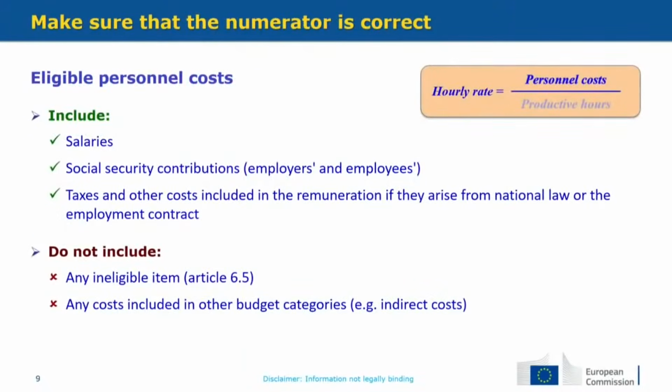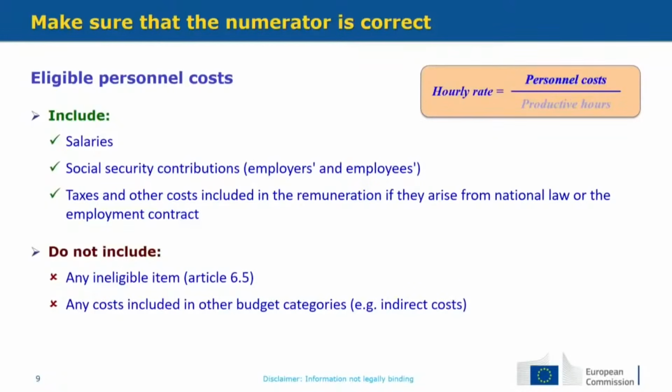For the numerator part now, for the personnel cost that you can include to calculate the hourly rate, the eligible personnel cost may include, as I was saying earlier as well, the gross salaries, the social security contributions, the employers and employees contributions. Obviously the employees contribution is included in the gross salary. I will not enter into these details, but both of them are eligible. And taxes and other costs included in the remuneration if they arise from national law or employment contract. So these are the eligibility rules.